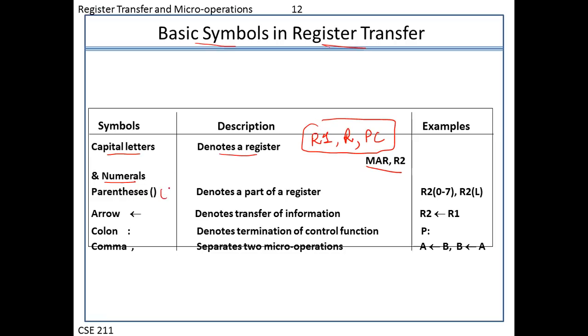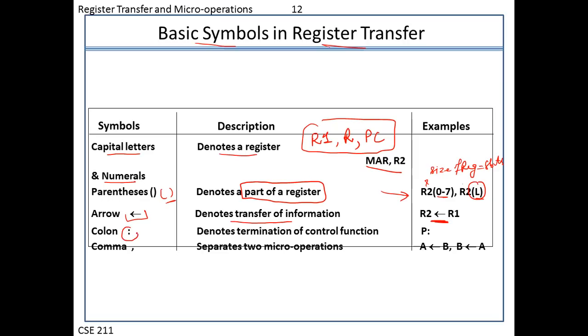The next thing is the parentheses. Whenever I have to depict any specific part of the register, I simply represent it in parentheses. This 0 to 7 means the size of this register is 8 bits, and it is showing the least significant part. Then there is an arrow. The arrow denotes the transfer of the data or the flow of data, so it also represents the direction in which the data is being transferred.